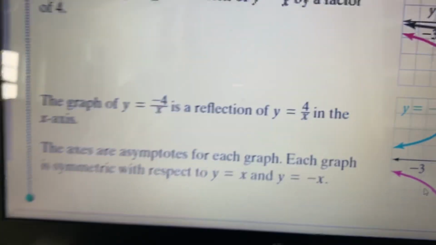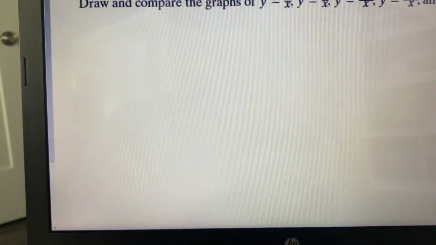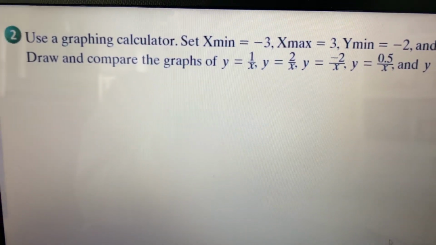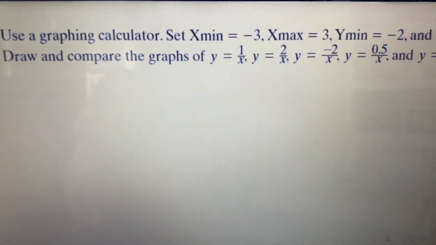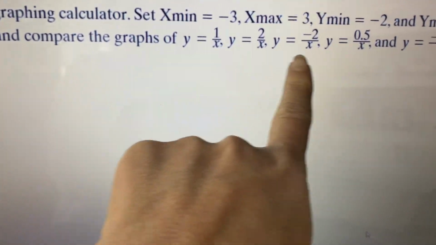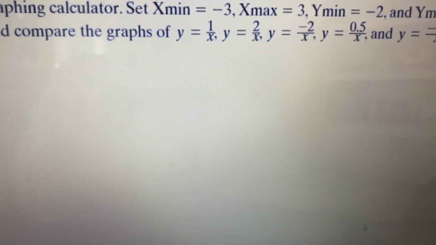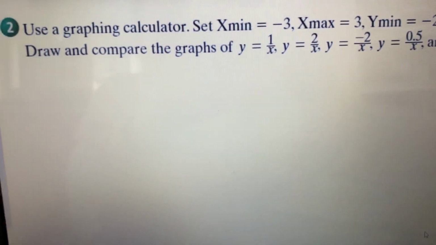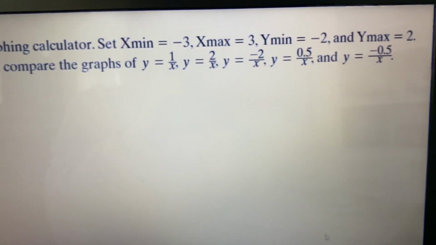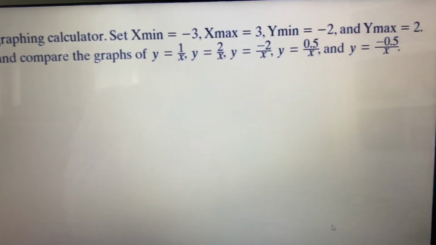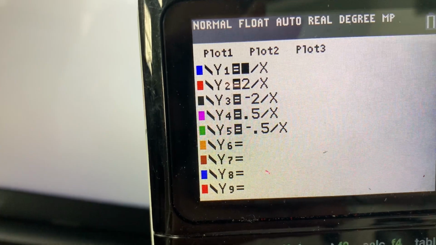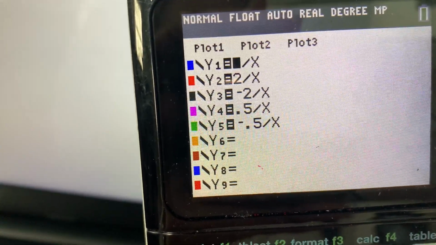Okay, so now if you have a graphing calculator at home, I'd like for you to do this on your graphing calculator. Go to your y equals button, and I want you to put all of those equations into your calculator. Y equals 1 over x, y equals 2 over x, y equals negative 2 over x, y equals 0.5 over x, and y equals negative 0.5 over x. It'll look like that on your calculator: 1 over x, 2 over x, negative 2 over x, 0.5 over x, and negative 0.5 over x.